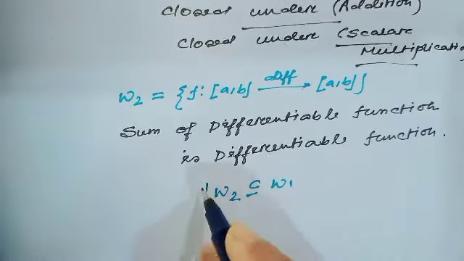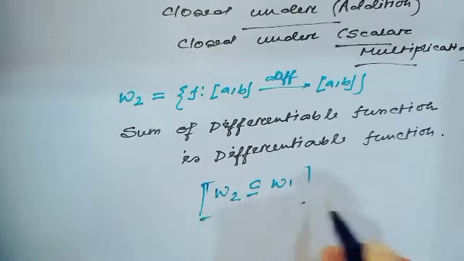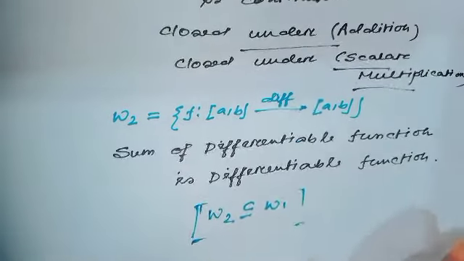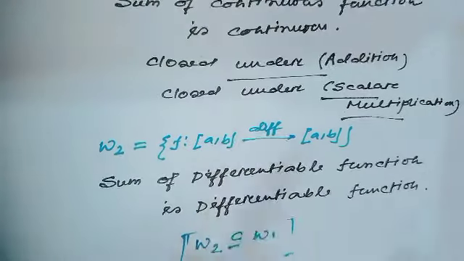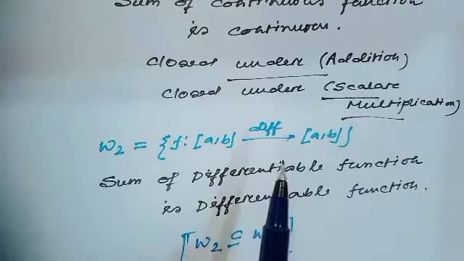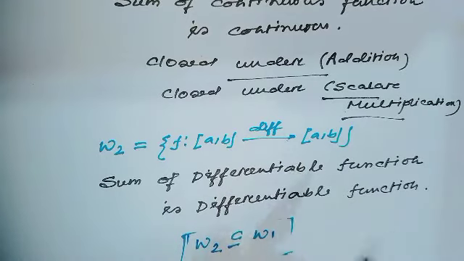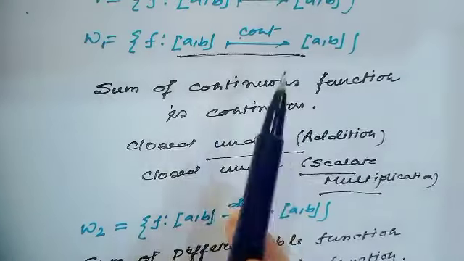Also, W2 is a vector subspace of W1, because differentiability is always a stronger condition. Continuity does not always imply the function is differentiable, but all differentiable functions are always continuous. So W2 is a vector subspace of W1.